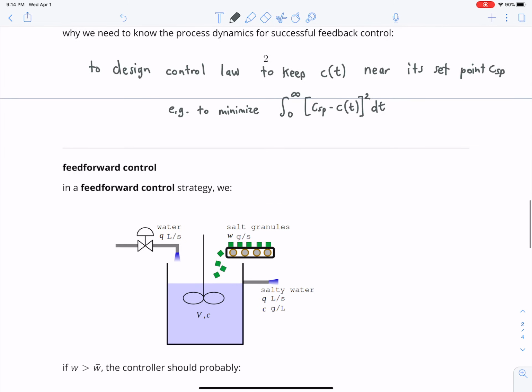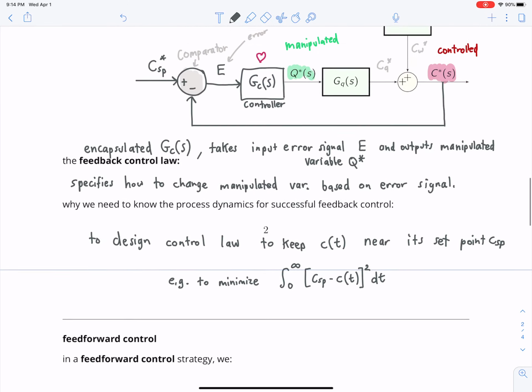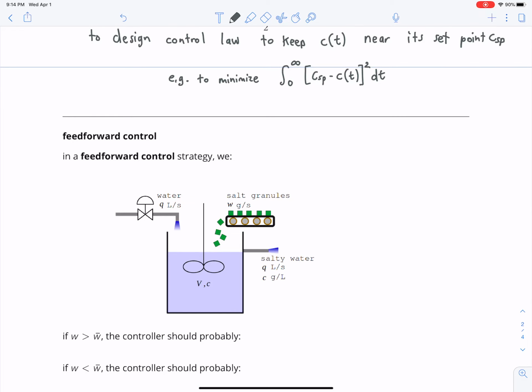Okay, so in feed-forward control, what we do is we measure the disturbance variable. And the disturbance variable here is W, and still we adjust the manipulated variable on that basis. So we adjust Q on that basis. So I think before we had a camera here, right? So this is a camera. So here's your camera.